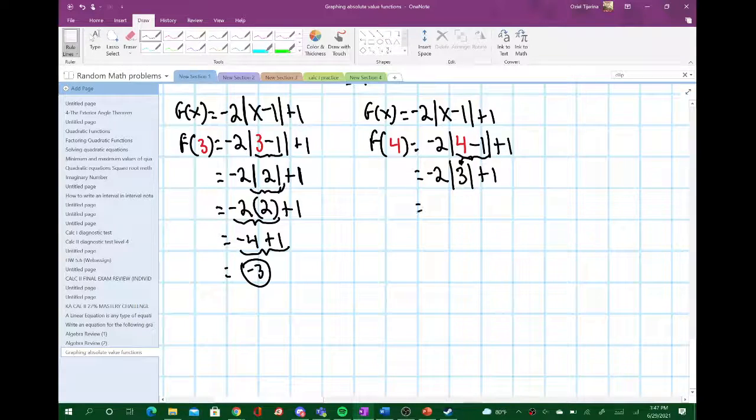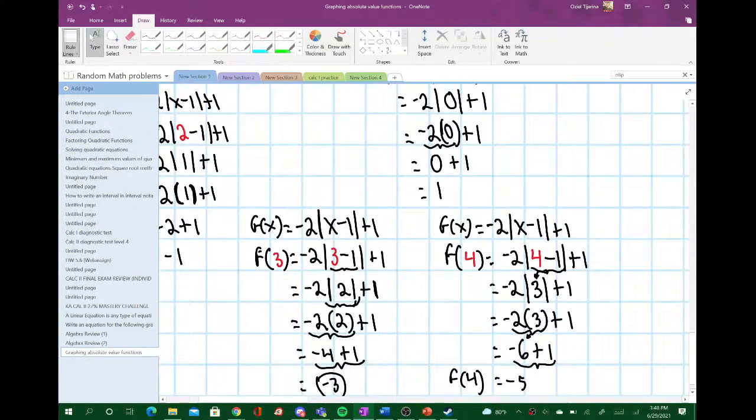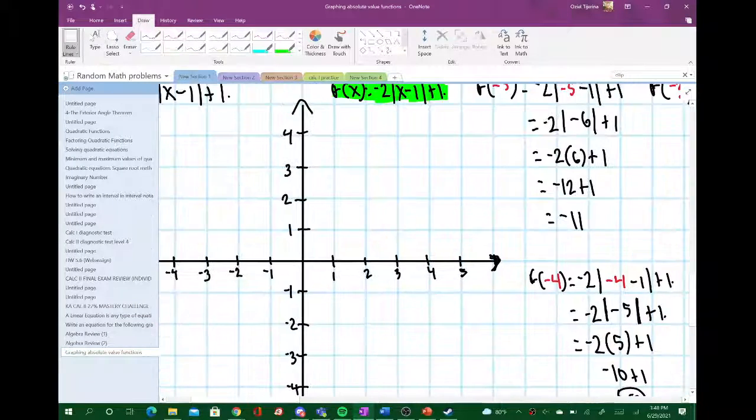And then we go ahead and say, well, this is just negative 2, and then the absolute value of 3 is 3, plus 1. This is going to be negative 6 plus 1, because 2 times 3 is 6, excuse me. And then plus 1. So negative 6 plus 1 is negative 5. So that's what f of 4 is. So when x equals 4, y equals negative 5.